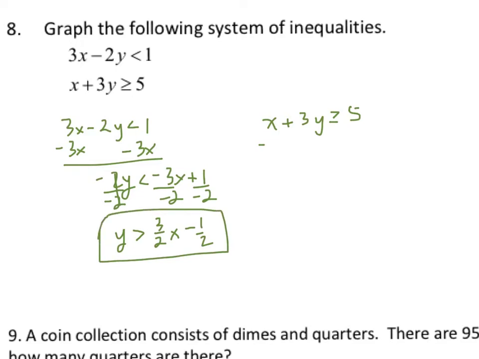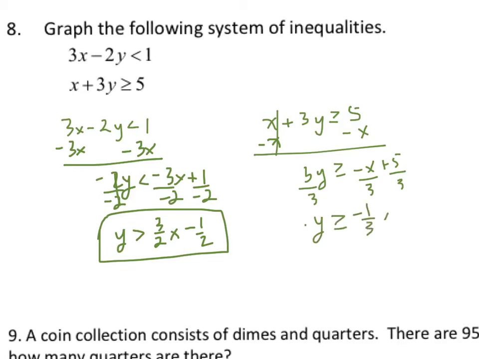The next equation I have to do: I subtract x from both sides. So I get 3y is greater than or equal to negative x plus 5, divide by 3. So I get y is greater than or equal to negative 1/3 x. When you divide x with no coefficient by 3, you have to imagine there being a 1 there. That's something students sometimes trip up on, but just understand that negative 1/3 is my slope, and then it's plus 5/3.